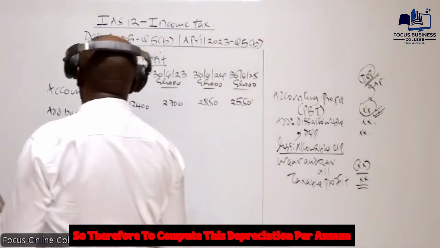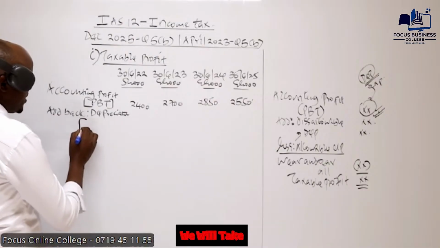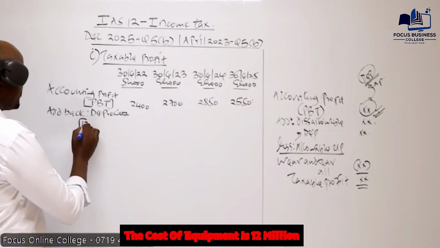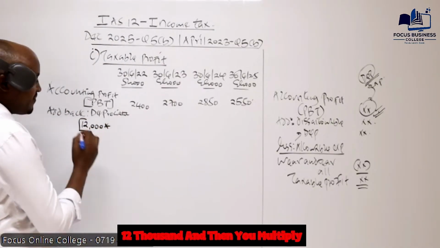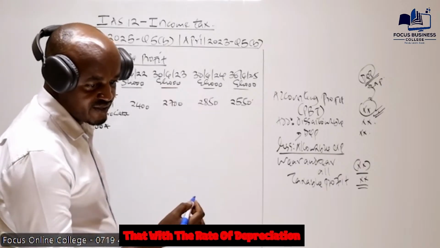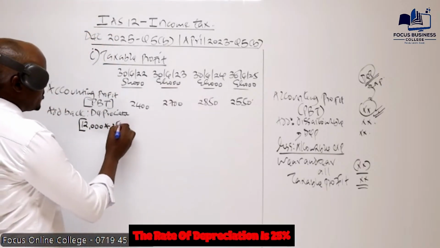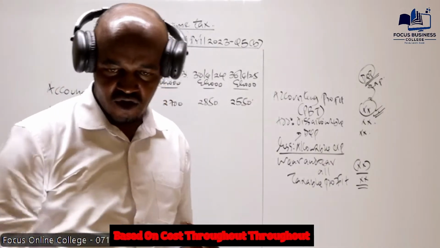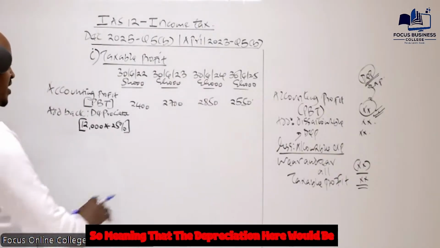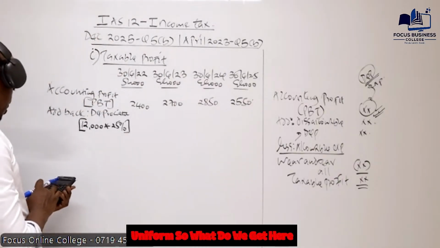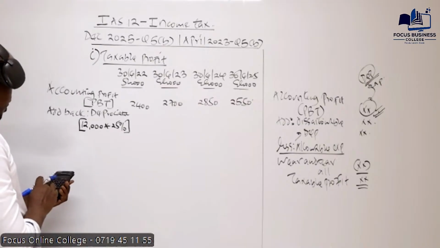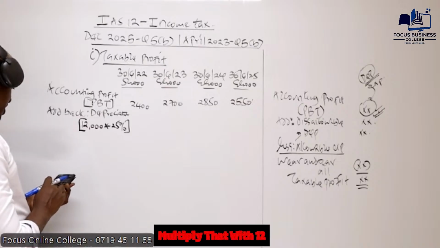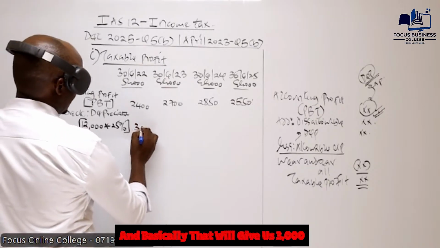So therefore, to compute this depreciation per annum, we will take the cost of the equipment as per paragraph 1. The cost of equipment is 12 million, but basically we are going to take that as 12,000, and then you multiply that with the rate of depreciation. The rate of depreciation is 25%. So at the straight line, we compute the depreciation based on cost throughout, meaning that the depreciation here will be uniform. So what do we get here? We have 0.25 multiplied by 12, and basically that will give us 3,000.